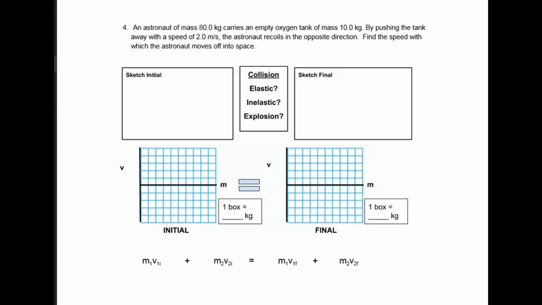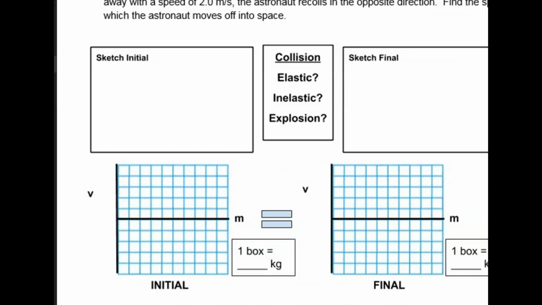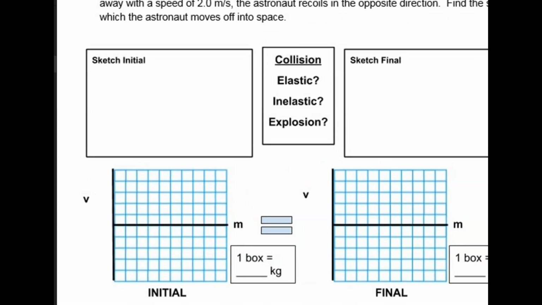This is practice 2, number 4 for collisions and conservation of momentum. First we want to look at the problem of the astronaut carrying an empty oxygen tank. I'm just going to draw the astronaut like this, and then the empty oxygen tank will be like this.